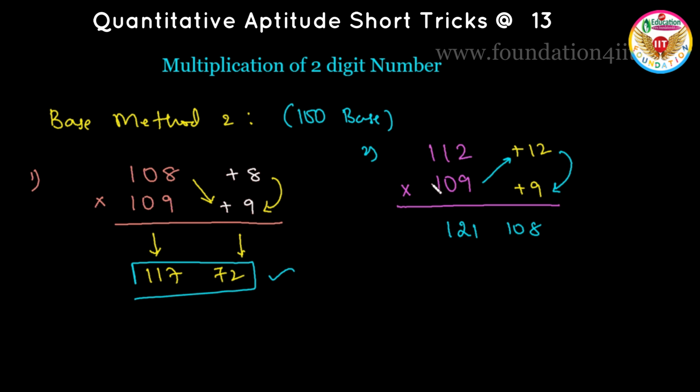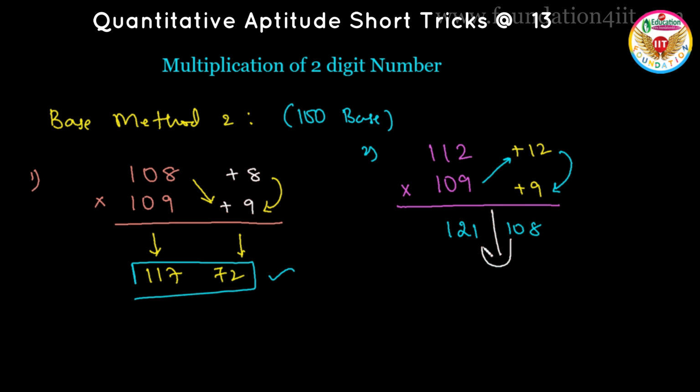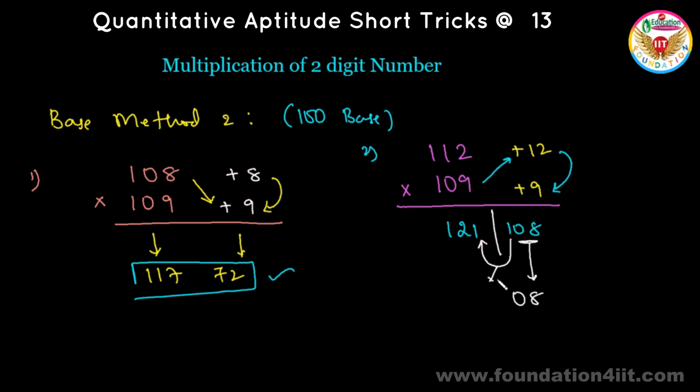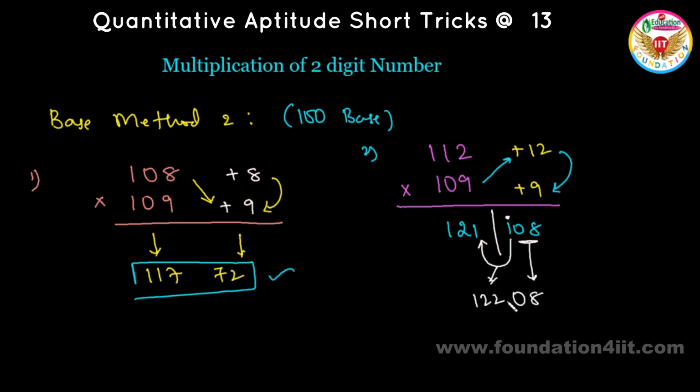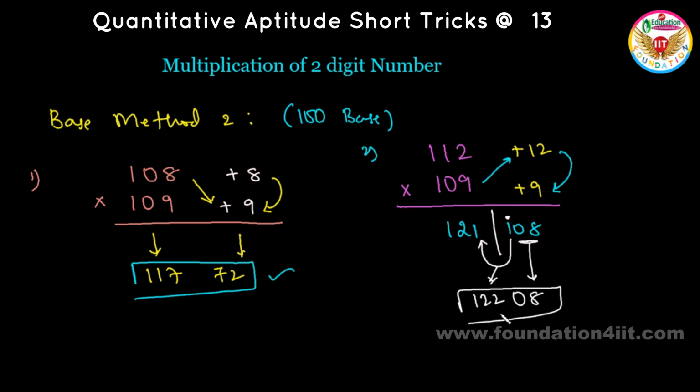But here it is a 3-digit number. If it is 2-digit, okay, stop as it is. Because it is a 3-digit number, this hundreds place should be added to the previous one. So this 08 is written as it is. The 1 should be added to this 121. This 1 in the hundreds place must be added to this 121. So this is 122. So the answer is 12,208.